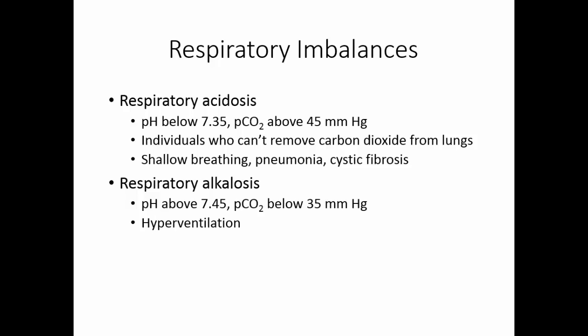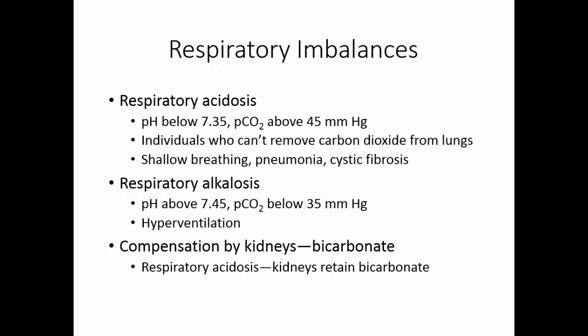Now, since our blood pH is out of range, we want to bring it back in range. We call this compensation. And if we have a respiratory problem, we're going to compensate by the kidneys doing something with bicarbonate. In respiratory acidosis, blood pH is too low. We want to bring it back up, so we'll retain bicarbonate because increasing bicarbonate increases blood pH. In respiratory alkalosis, the pH is too high. We want to bring it down, so the kidneys will secrete bicarbonate. This will bring down the pH and we'll get back to normal.